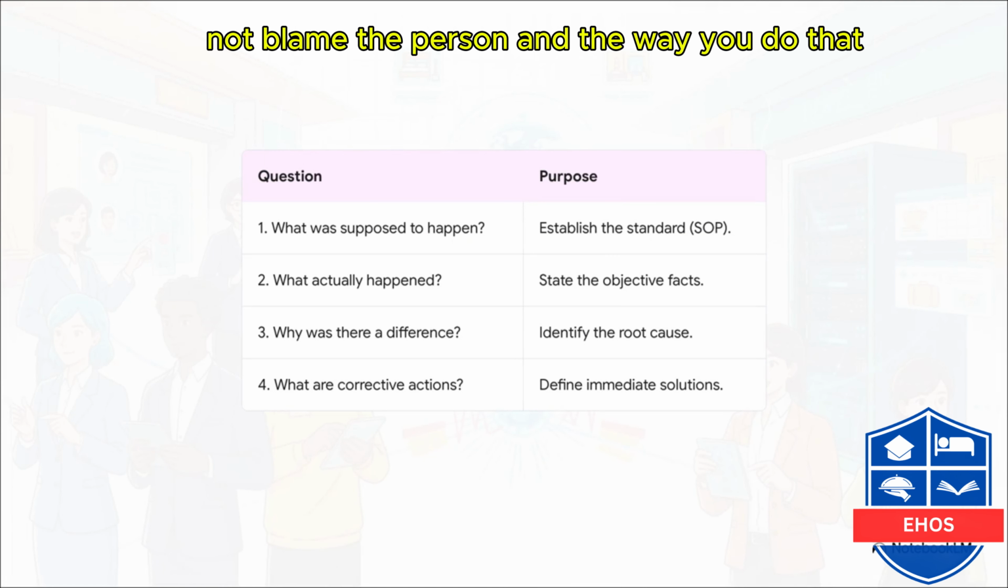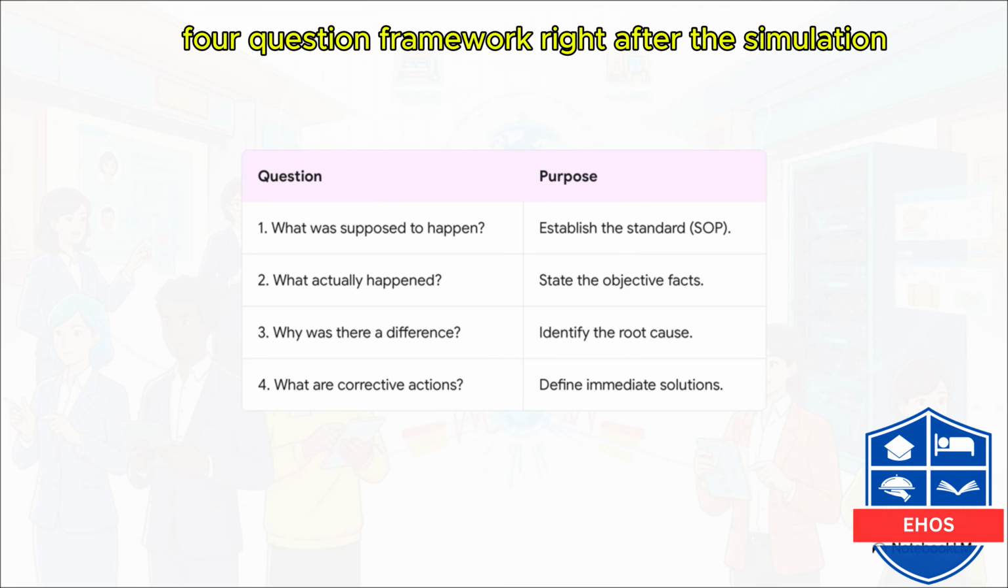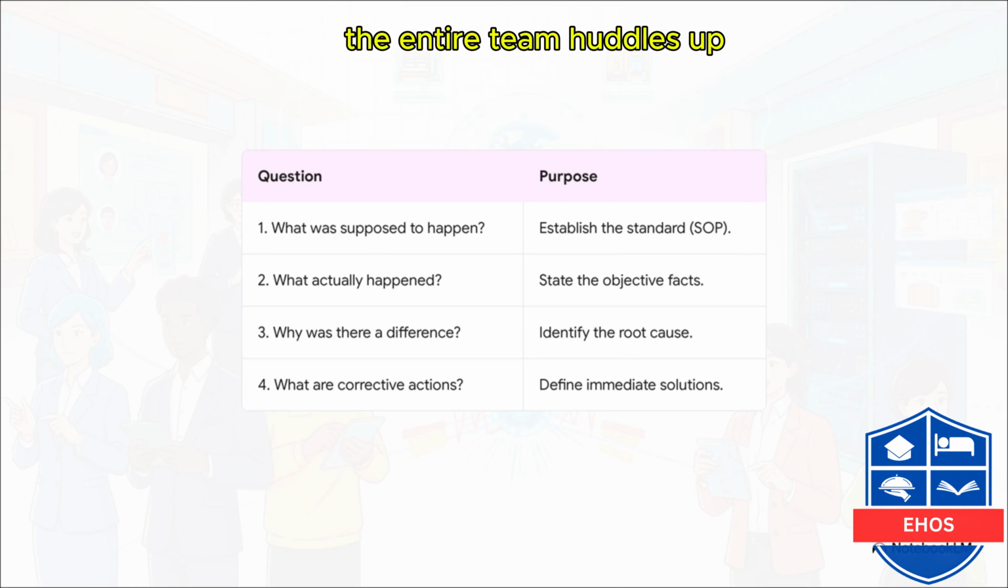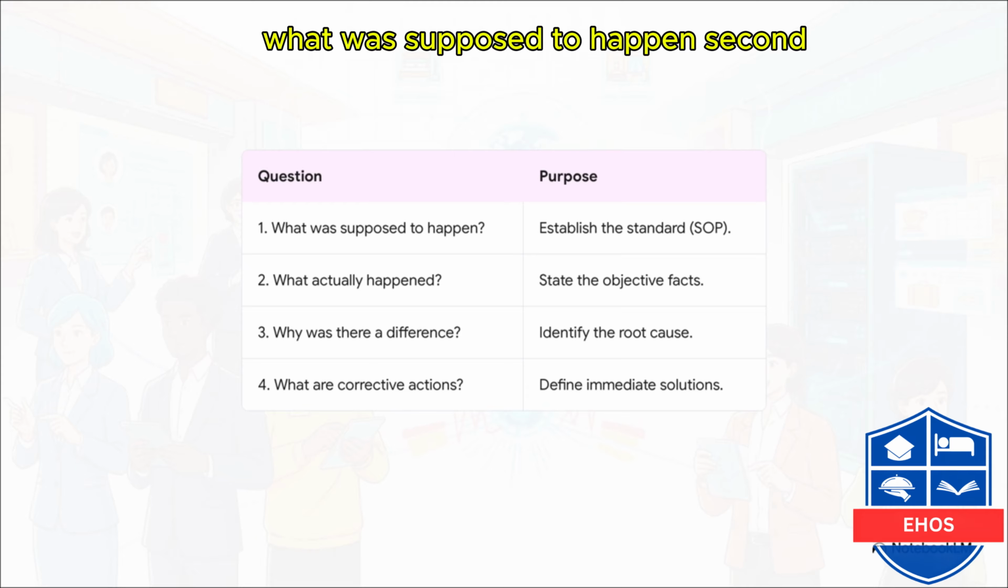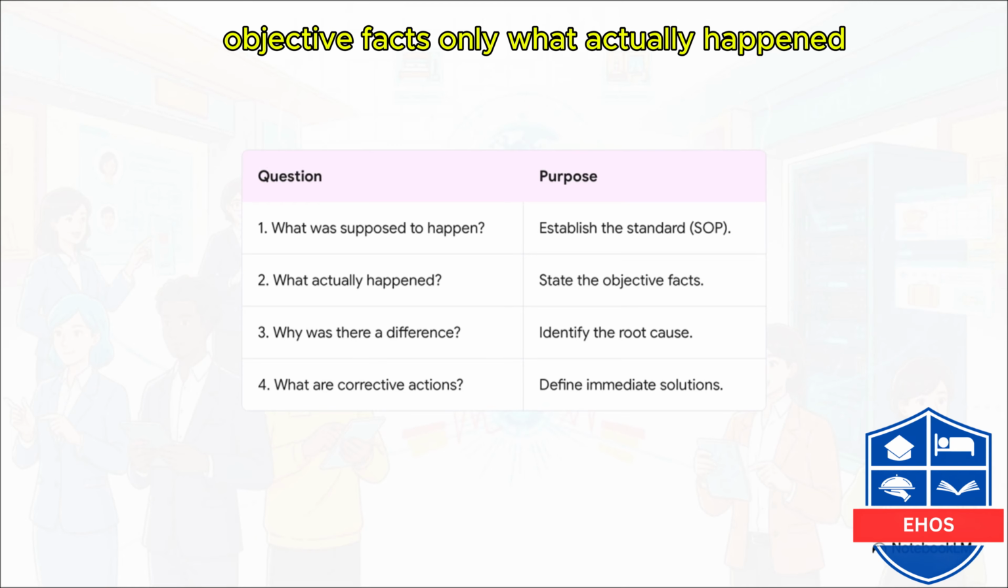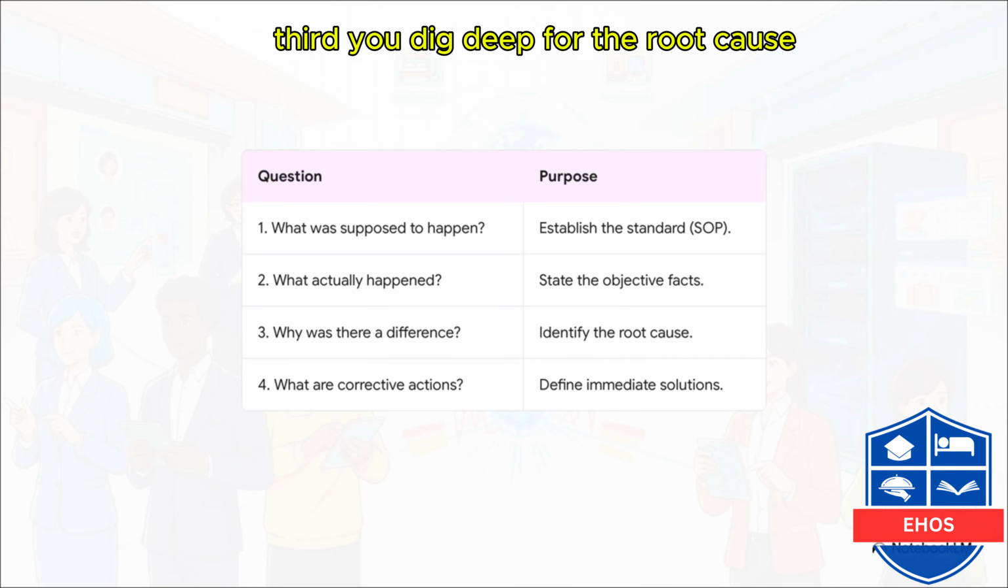And the way you do that is with this incredibly disciplined 4-question framework. Right after the simulation, the entire team huddles up. First, you state the standard. What was supposed to happen? Second, objective facts only. What actually happened? Third, you dig deep for the root cause. Why was there a difference? And finally, and most importantly, what are we going to do to fix it?